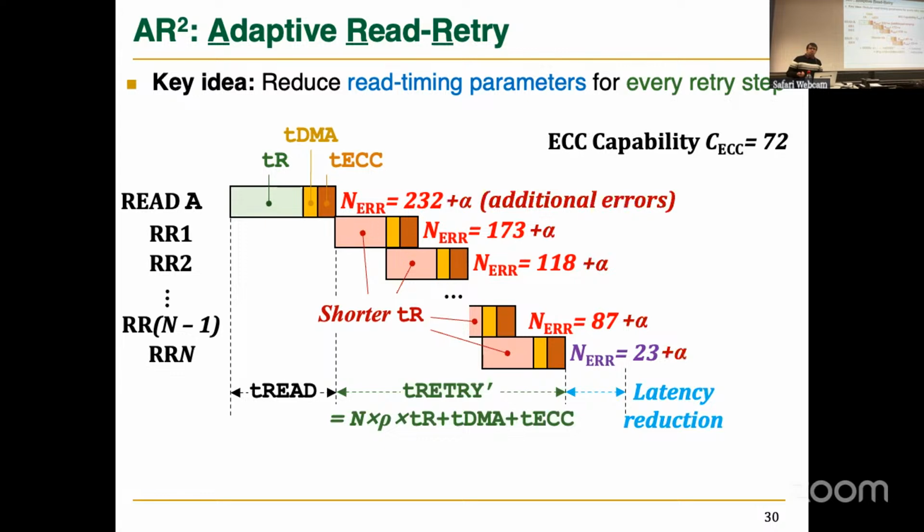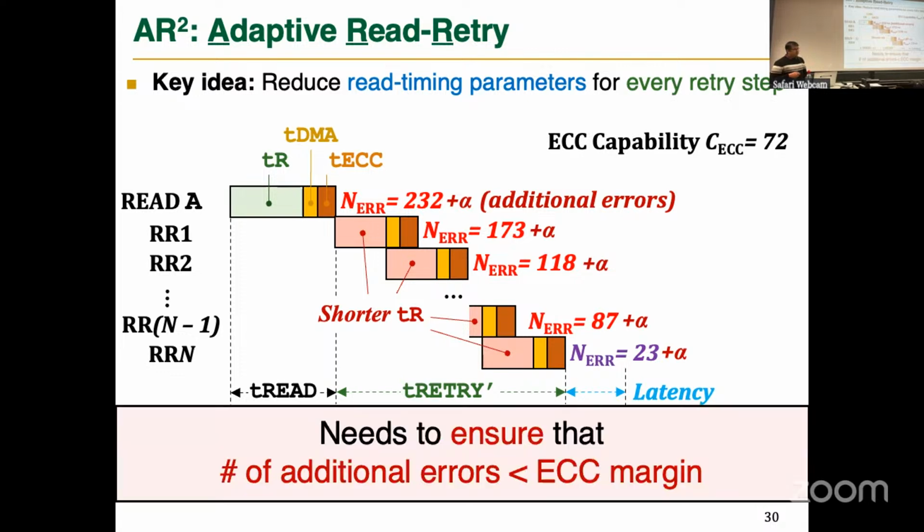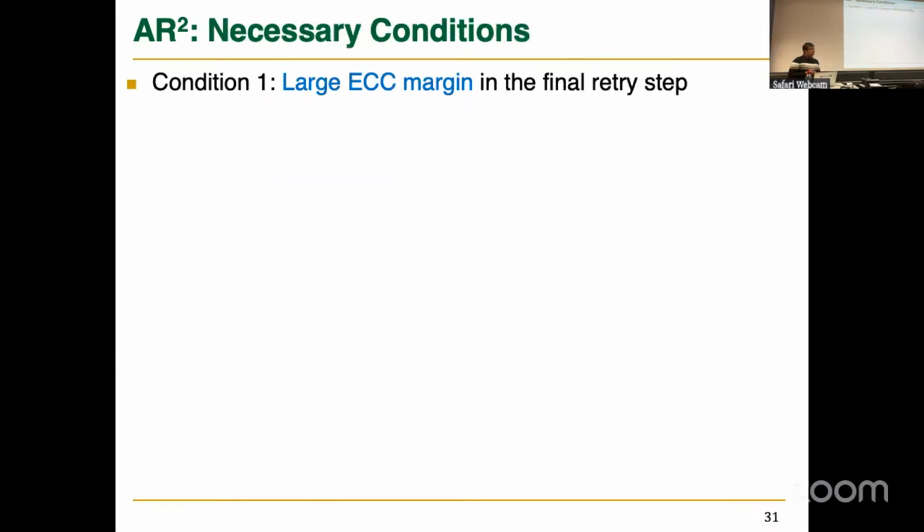But this does not come for free. If you reduce the read latency, there are also going to be additional errors, because that's how NAND operates. So for every step you get some additional errors, and we need to ensure that these additional errors caused by the shorter tR are less than the ECC margin. So there are some necessary conditions for this adaptive read retry to work.